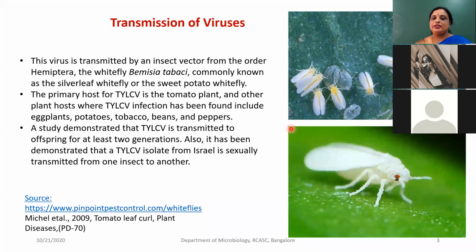So other solanaceous members can also be the reservoir of this particular virus, and this particular vector can transmit this virus to their offspring also, and this virus is transmitted even from one fly to another fly, that is, it is sexually transmitted from one fly to other flies. So this is about the mode of transmission of this virus. Kindly remember the insect which transmits this particular disease.